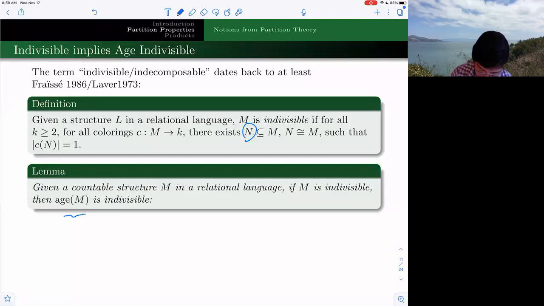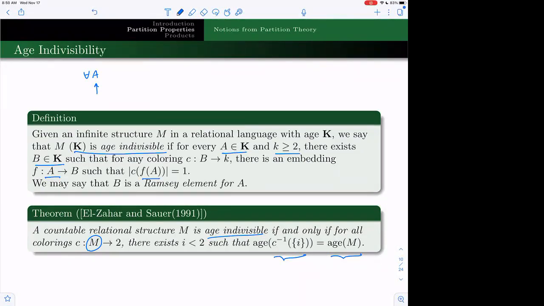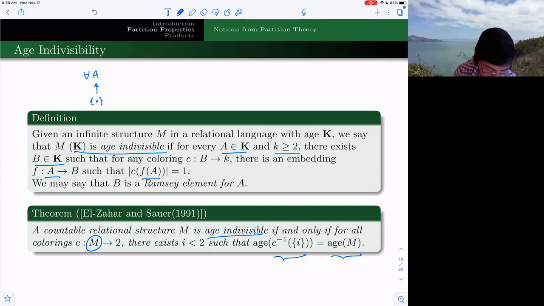Sorry, I feel like I rushed ahead. There was the question from Itai, whether any implication goes. Let's see. For Ramsey, A is just you're coloring a point.